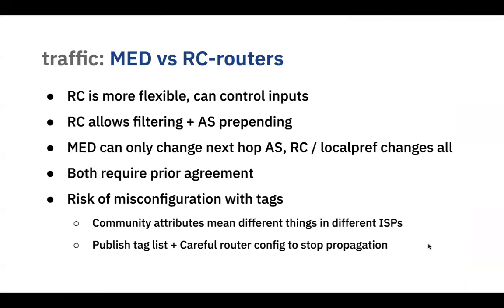So comparing both of them, RC is slightly more flexible. We can control our inputs. It also allows filtering and prepending. MED can only change the next hop's information, while the RC local pref method can change across multiple hops, but both of them require prior agreement and negotiation. And there's also a risk of misconfiguration with tags. Community attributes can mean very different things in different ISPs. So it's very important that you publish the tag list and manage your routers carefully, so as not to propagate these tags beyond where they're needed.